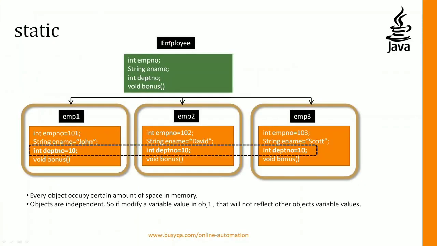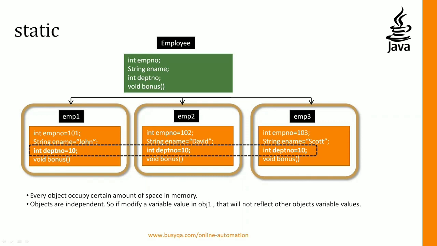So observe this picture. I have a small class called Employee, which contains a few variables called emp number, ename, department number, and there is also a method called bonus. So the Employee class contains these variables and a method. Now I have created multiple objects for the same class. Here emp1 is one object, emp2 is another object, emp3 is also another object. As soon as I create an object, it gets its own copy of variables and methods. So emp1 has emp number, ename, department number and bonus, and emp2 also has its own variables and method, and emp3 also has its own variables and methods. This is the basic concept we have already understood.